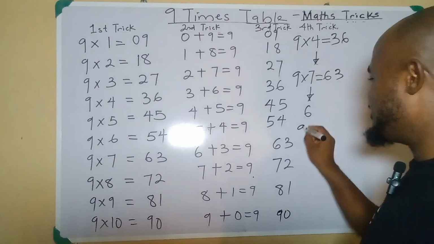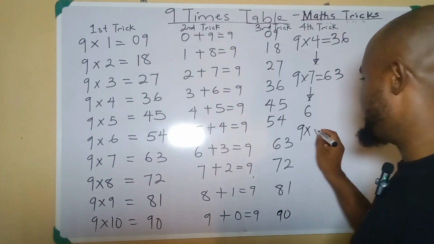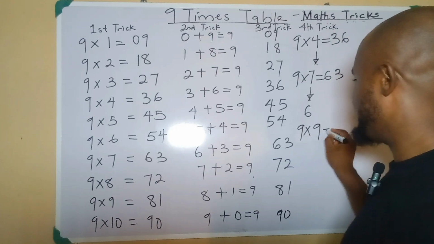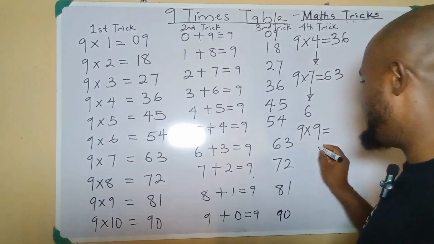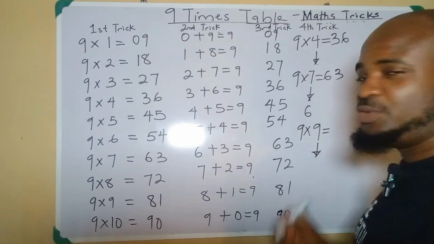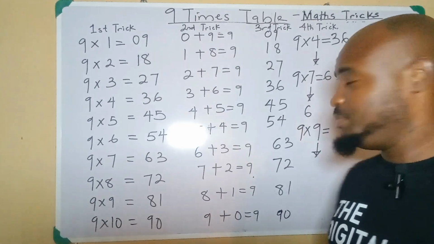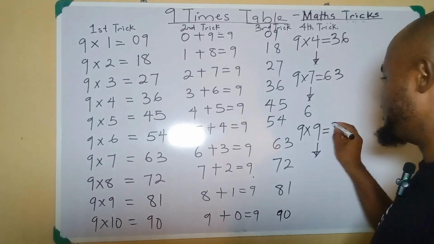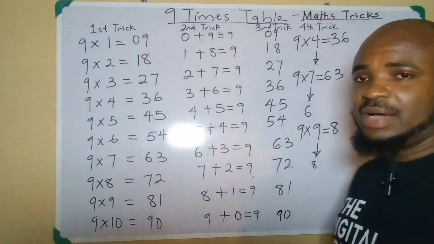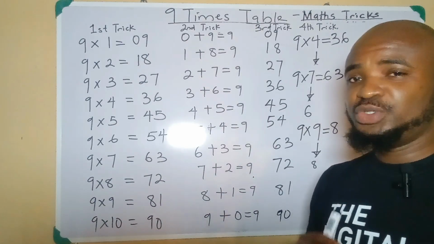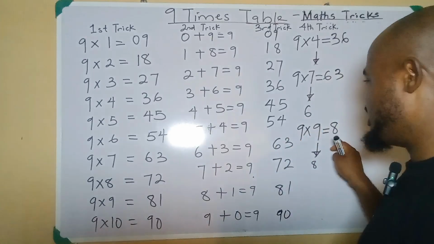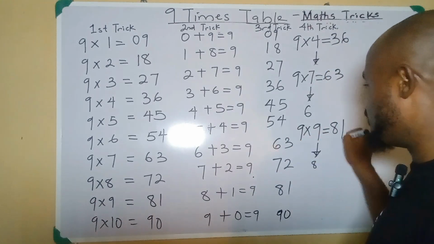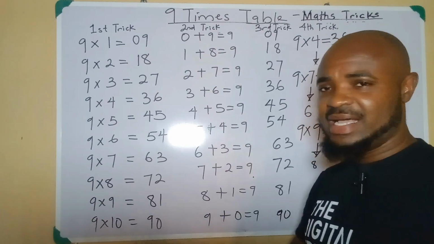Now let me pick 9 times 9. The number before 9 is what? 8. Alright, so I'm going to write 8 here. Now, what's the next thing I'm going to do? I know you actually know what to do next, right? Which is take away 8 from 9. You're going to take away 8 from 9. And that is 9 minus 8 to give you 1. And obviously, 9 times 9 is 81.